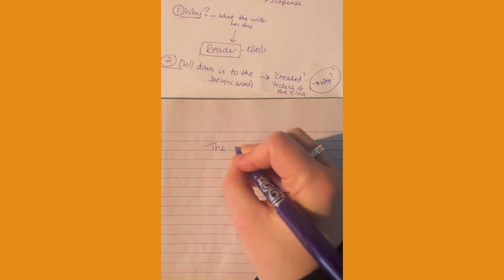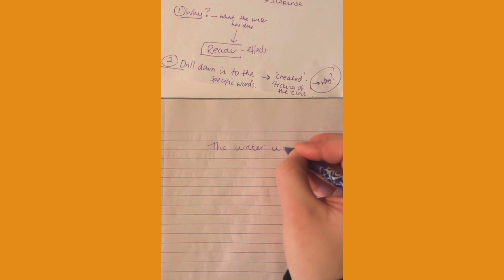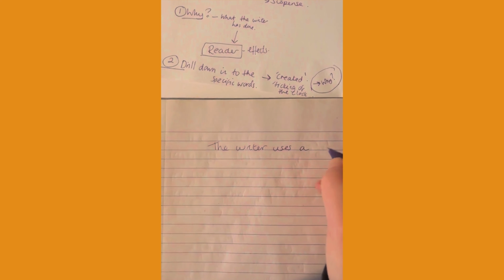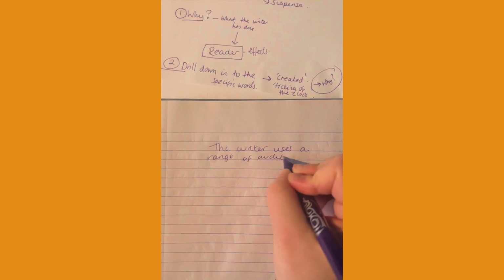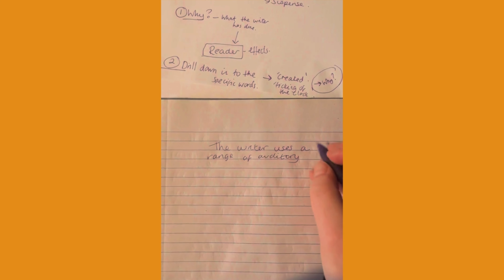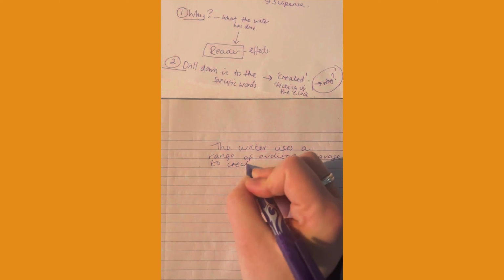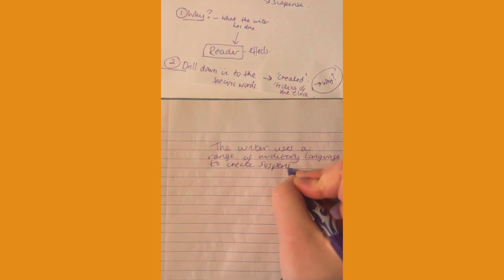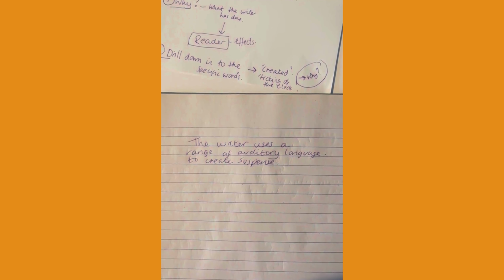So the writer uses, because we're going to use our auditory language, uses a range of auditory language to create suspense. So immediately we have said what's been used, and we've also linked to the question. So our examiner knows, yep, they're answering the question already. The rest of their paragraph is going to answer the question. So we know that we're on the right track.